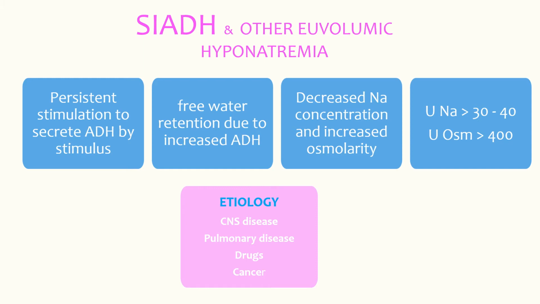And so there is a very rare variant wherein the ADH is low, but there is a mutation in the receptors of ADH in the renal tubules, thereby leading to persistent ADH stimulation as far as the receptors are concerned. So urine sodium is more than 30 to 40 in these patients, and urine osmolarity is always more than 100 and generally more than 400.